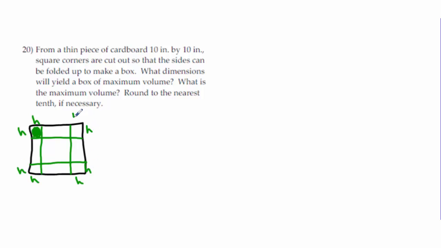And then we have to think about what that does to these inside lines, which are now our length and our width. So if I cut out a square from each of the corners, that makes my length and my width be 10 minus 2h. Because I started off with a 10 by 10 piece of cardboard, and I subtracted 2 h's. The length and the width end up being that, because the length and the width are the same. So they'll still be the same.